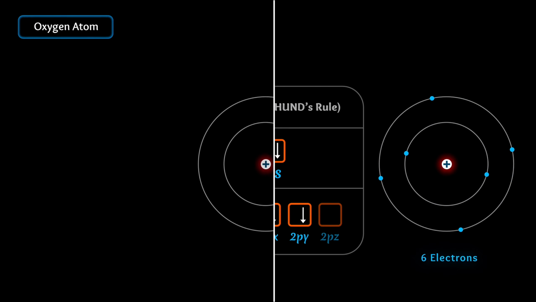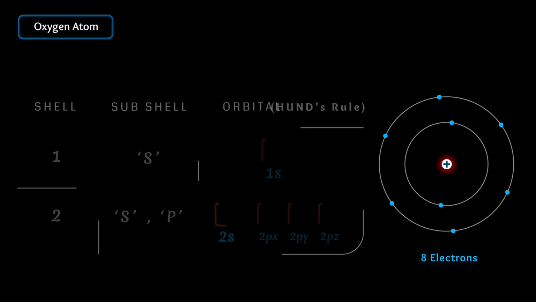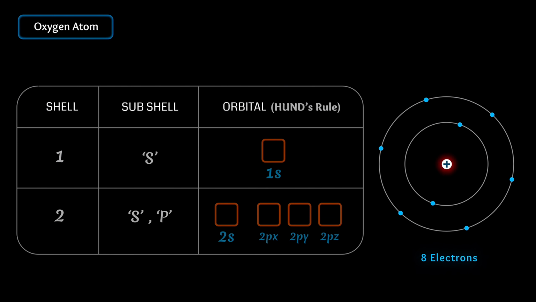In an oxygen atom, which has 8 electrons, 4 electrons are already filled in the 1s and 2s orbitals. Of the remaining 4, 3 go into the individual 2p orbitals, 2px, 2py, and 2pz. The 4th then pairs with one of the already occupied orbitals. Because all 3 2p orbitals have the same energy, the final electron can pair with any of them. The paired electrons always have opposite spins.